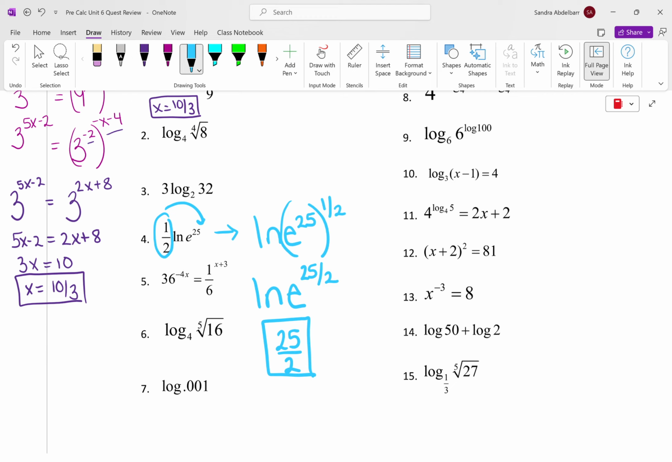Oh, it's on the answer key said it was 5, and I was like, how'd you get 5 and 25 divided by 2? No, sorry, that answer key is wrong. Stop looking at that answer key. I told you that one's wrong. I'm going to post the right one.